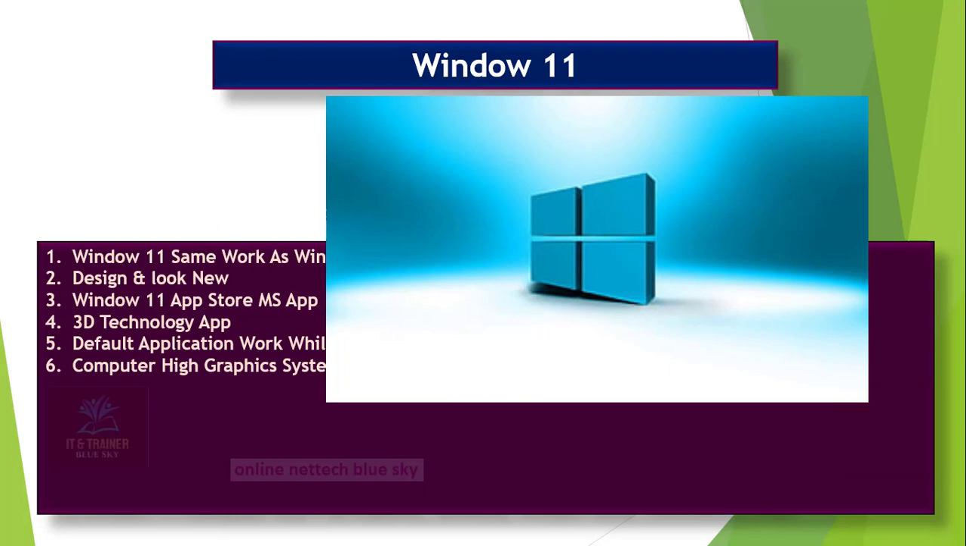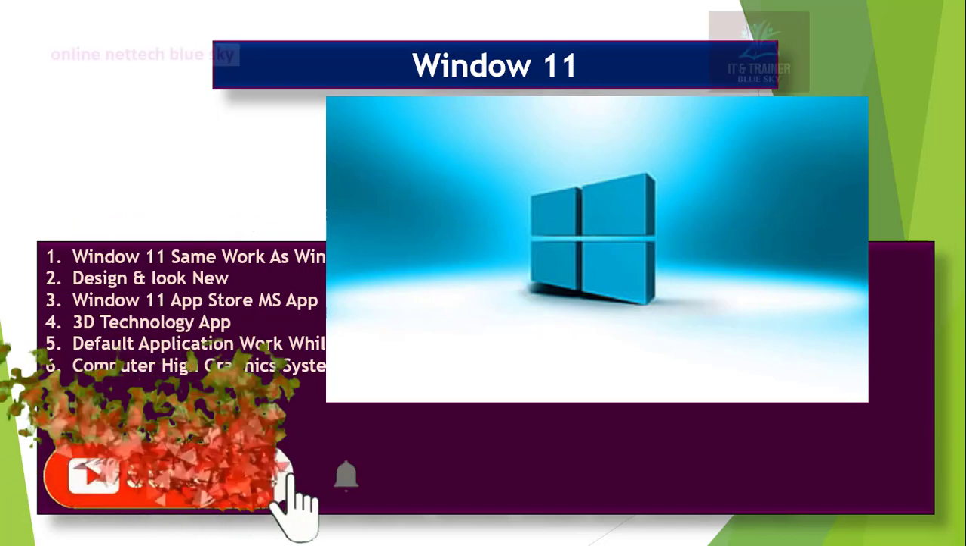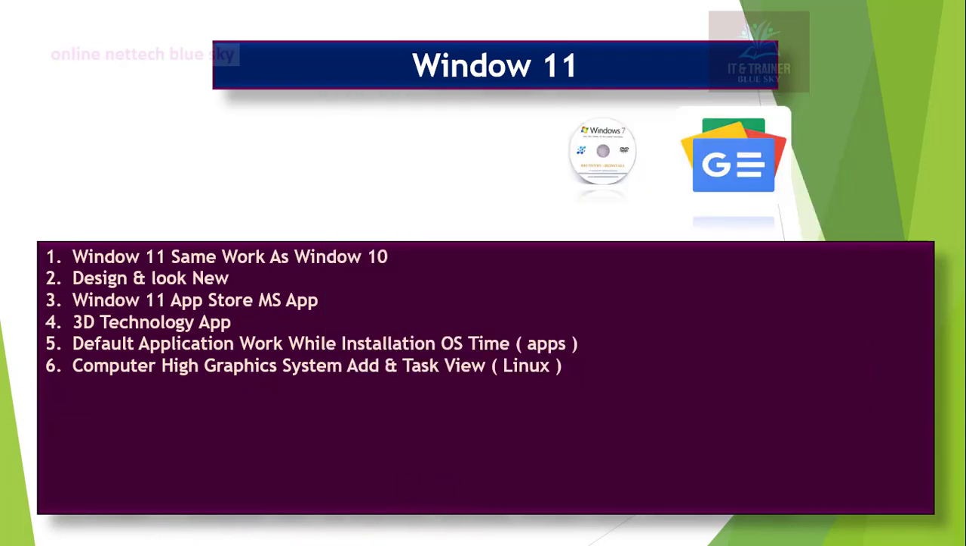Six is the computer's high graphics system and Task View, just like the Linux operating system. So this time I will discuss what Task View is. Task View is a technology that came from Linux. Task View means virtual desktop. You can create different types of work virtually, multitasking on one desktop area. So if you want to create a new file or open new software, you can change your task desktop from your system. And the computer has a high graphics system already.